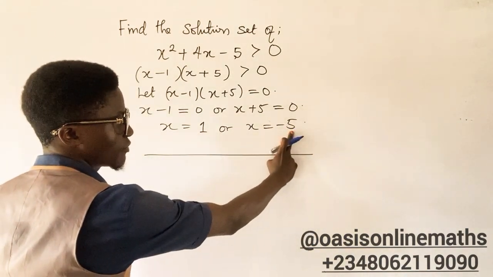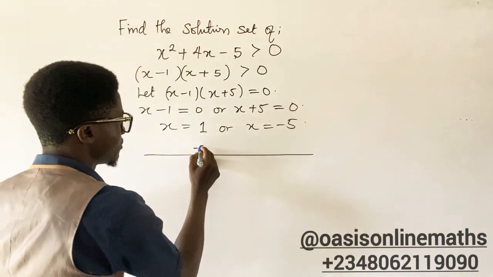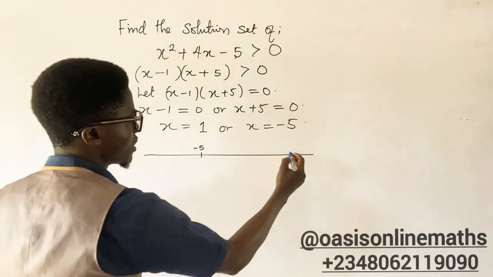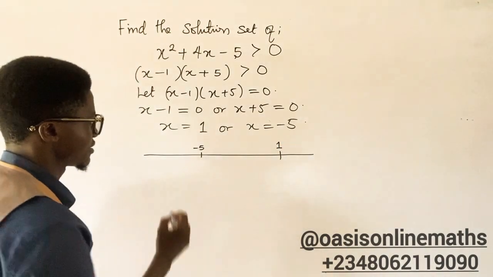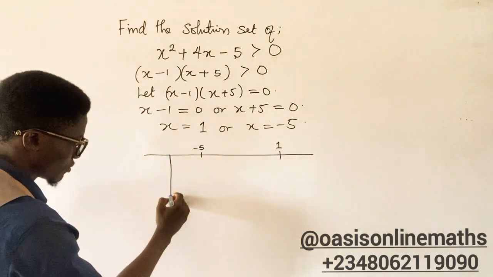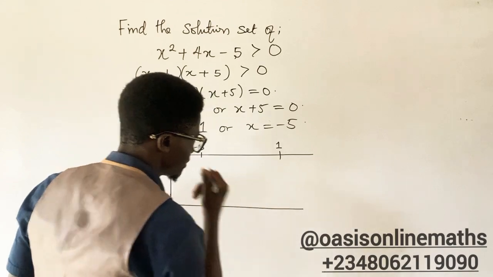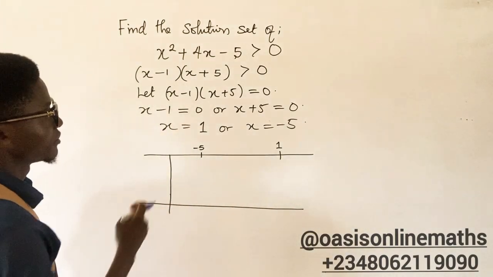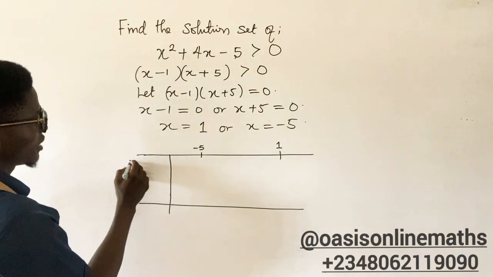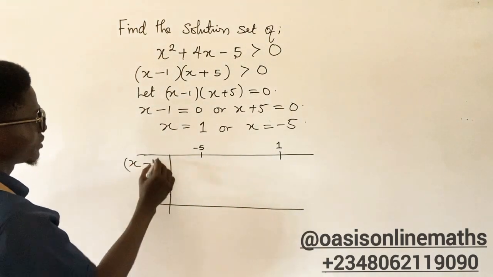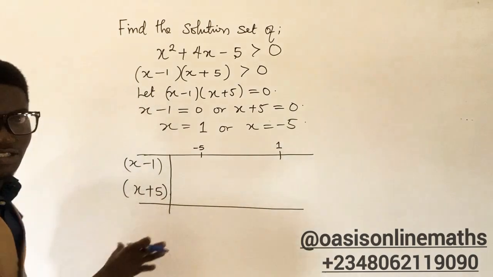So our negative side here, in our answer, we have minus 5. So let's put our minus 5 here. Then plus 1. We shall put plus 1 here. Then what next? Let's bring our factors. What are our factors? That is, the factors of this quadratic inequality: x minus 1, then x plus 5. We place it this way.